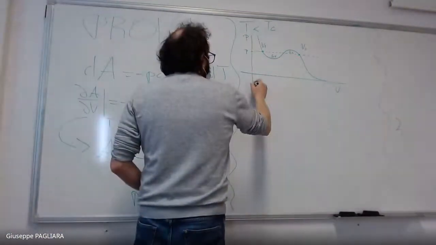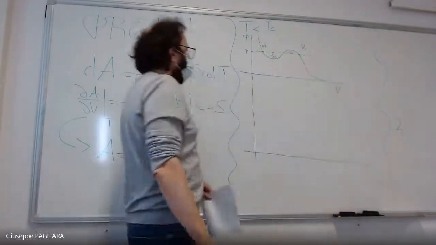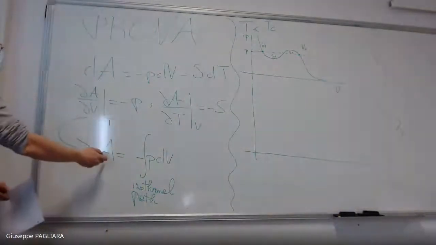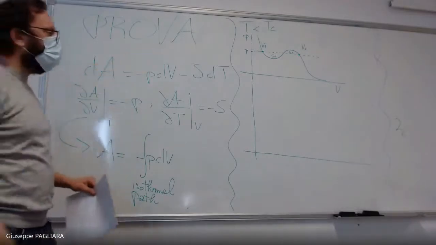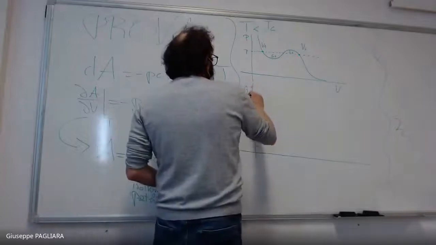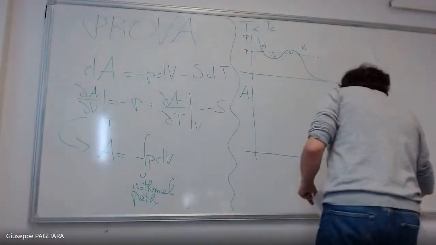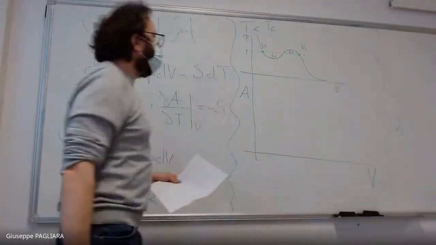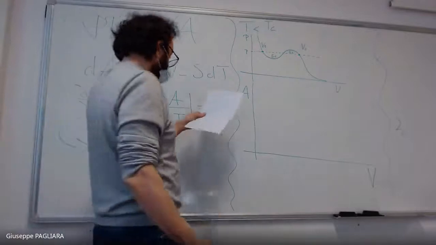Now we try to integrate this curve by following this relation. So we do the integral of this curve graphically, and we obtain the Helmholtz free energy as a function of the volume. And what we obtain by considering this equation is the following line.